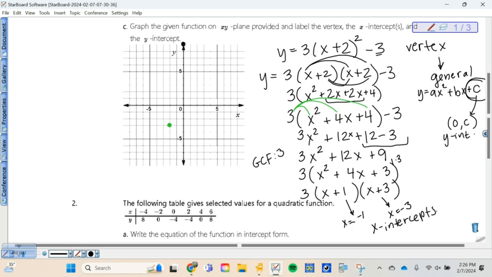So -1 and -3. So I have like a really skinny parabola. It's kind of hard. Okay, but I know my vertex, I know my x-intercepts, and I know that y-intercept. And then that y-intercept also lets me draw this point right here too, right? Because I know that my parabola is symmetrical. Okay.